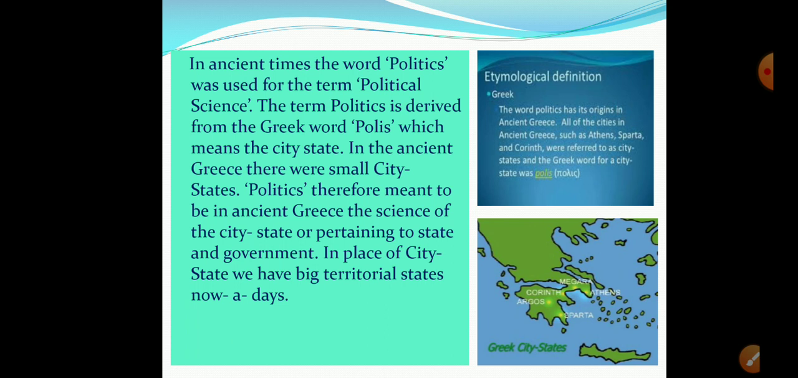In place of city state, we have now big territorial states, and we call them nation states. So we study these big territorial nation states, and the subject which studies the government and the state and the behavior of the people is known as political science.